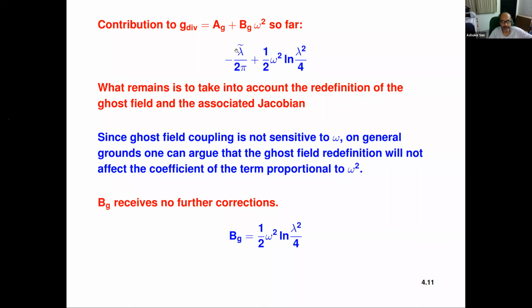What I'm going to describe next is how to compute the correction to AG because of the ghost field redefinition. As I have already said, this calculation is not complete yet, but I'll tell you where we are at present. Are there questions?